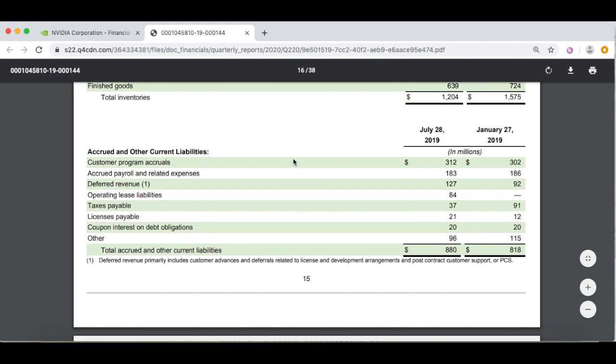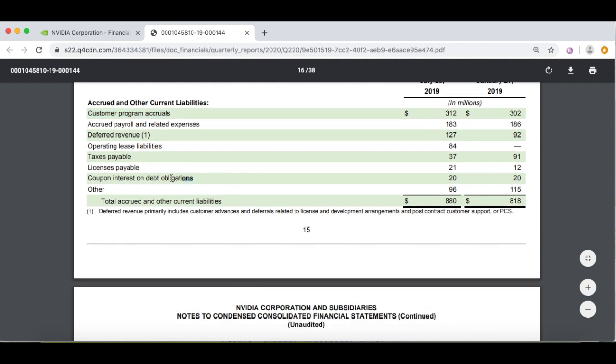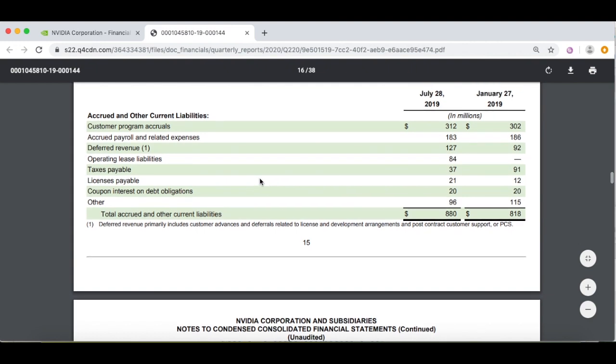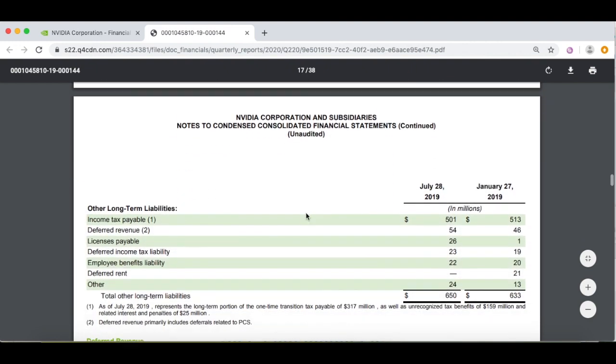So interesting stuff there. Accrued and other current liabilities, more liabilities. So we got taxes on here, we got deferred revenue, which it tells you what it is here. And then you've got customer program accruals. I don't know, maybe that's money people are on like a subscription. I don't know. Coupon and interest and debt obligations. So this is how much they have to pay a bank or something like that. So interesting numbers, not huge numbers again here in the grand scheme of things.